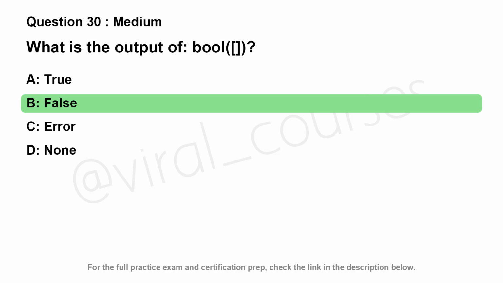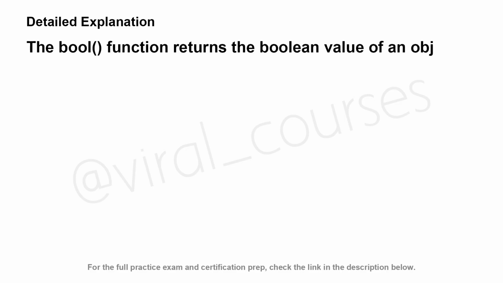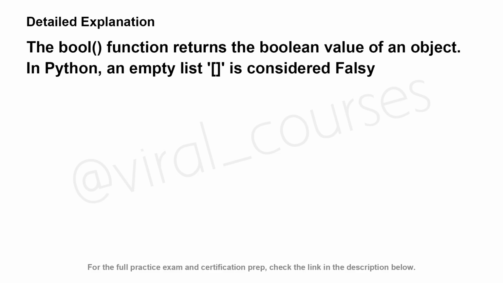The correct answer is B. The bool function returns the Boolean value of an object. In Python, an empty list is considered falsy, so bool([]) evaluates to false.